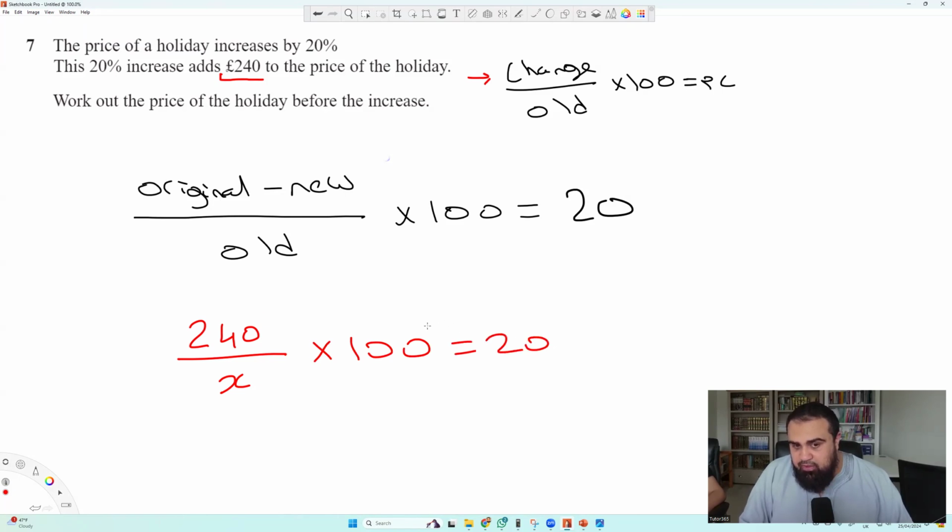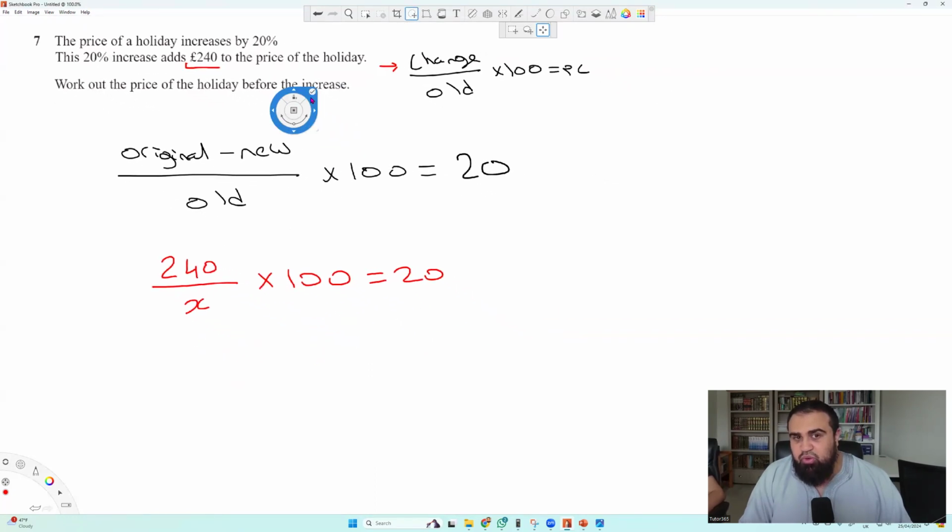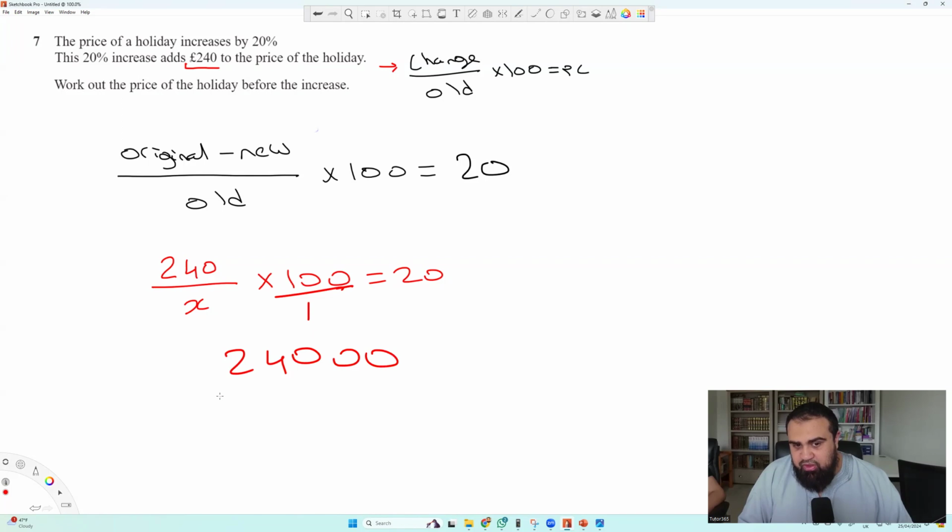Right? So at this point you've got an equation. What's the best way to solve this? I think the best way is to times the whole equation by X. Actually, you're going to mess yourself up. Let's not do that. Let's first of all fix this. So you're going to get 240 times 100, if you put it over 1. So 240 add 2 zeros over X equals 20.